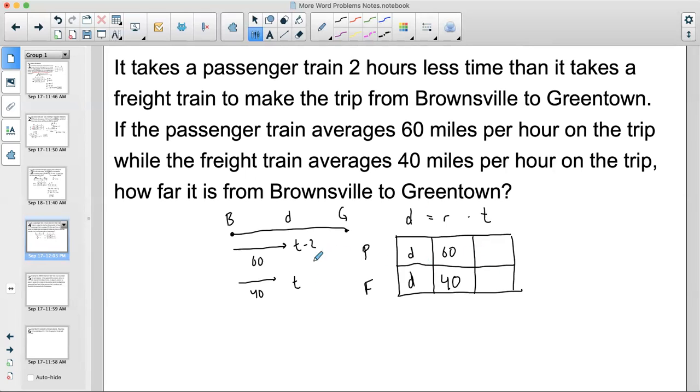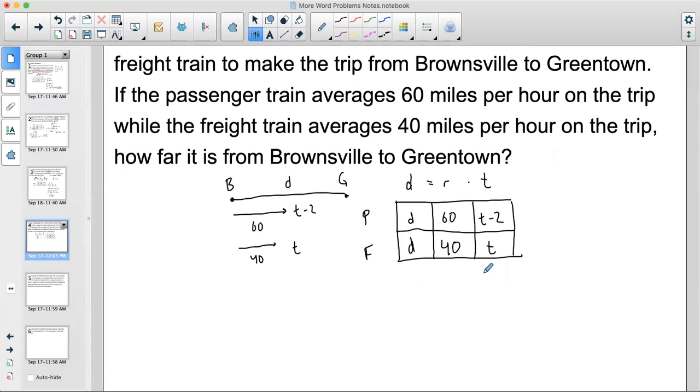And now the times, I actually wrote them over here. I wrote T minus 2 for this one and T for that one, because this one took 2 hours less to make the trip than this one did. It says how far is it from Brownsville to Greentown? So really what I'm trying to find is D at the end. And the answer should be in miles because my rates were in miles per hour. So D equals 60 times T minus 2. That's the top equation. And D equals 40 times T is the second equation.